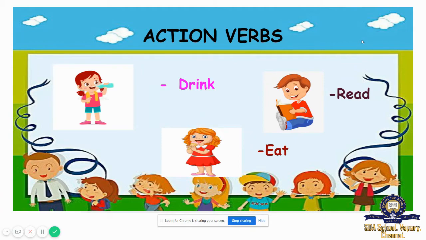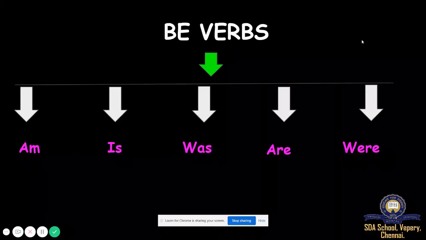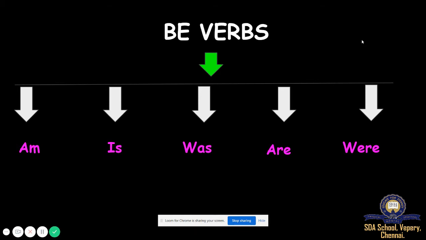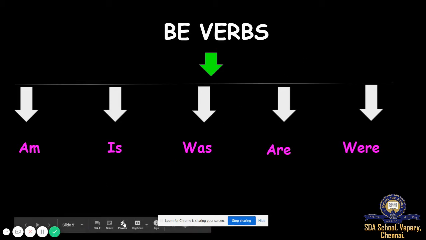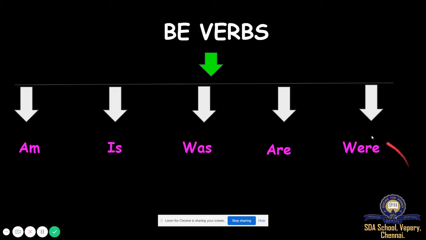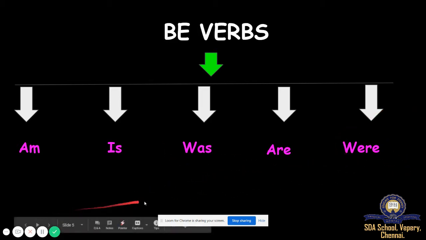Now, we are going to learn be verbs. So, here what can you all see? You can see some verbs, isn't it, children? Yes, now we are going to learn what the be verbs are. Am, is, was, are, were. So, what are these? All these are be verbs. I repeat, am, is, was, are, were. All these are be verbs. Yes, very good.